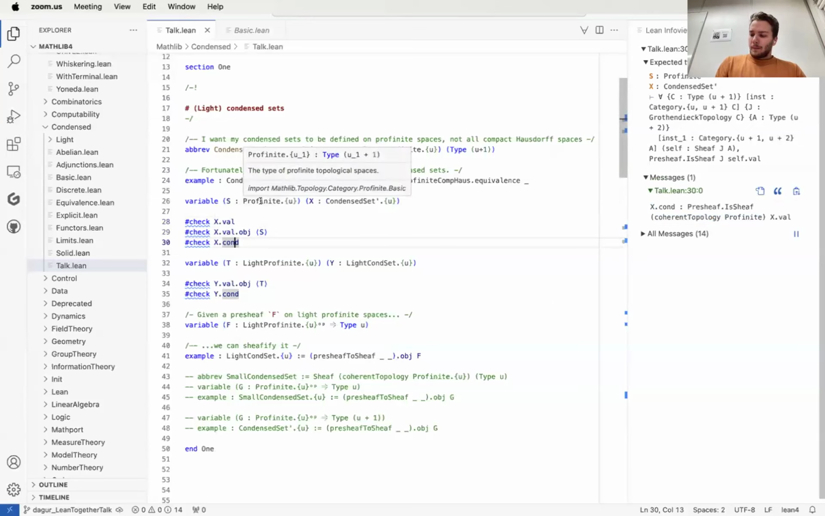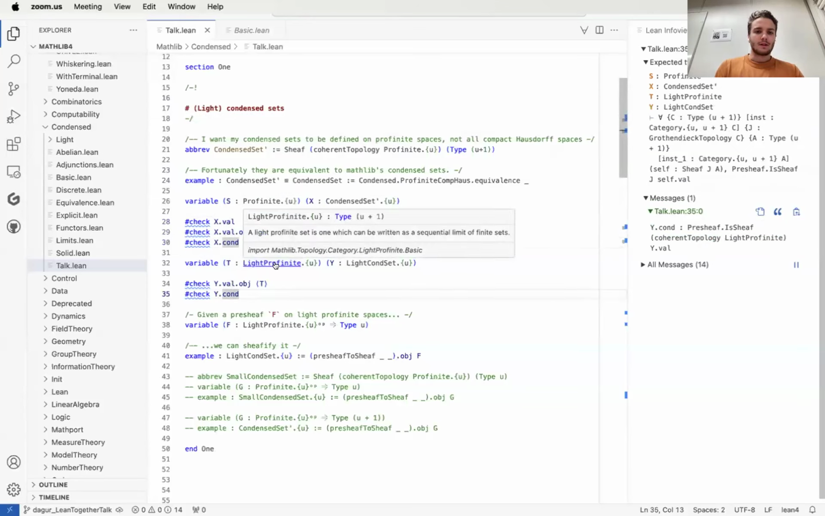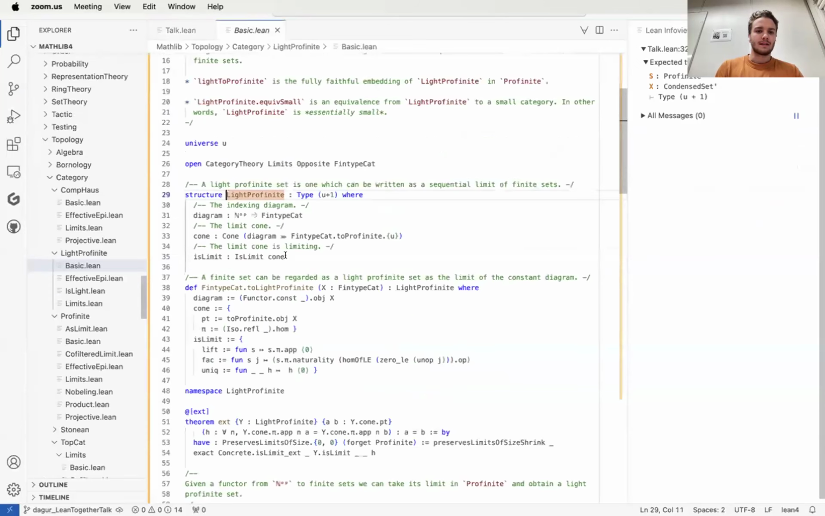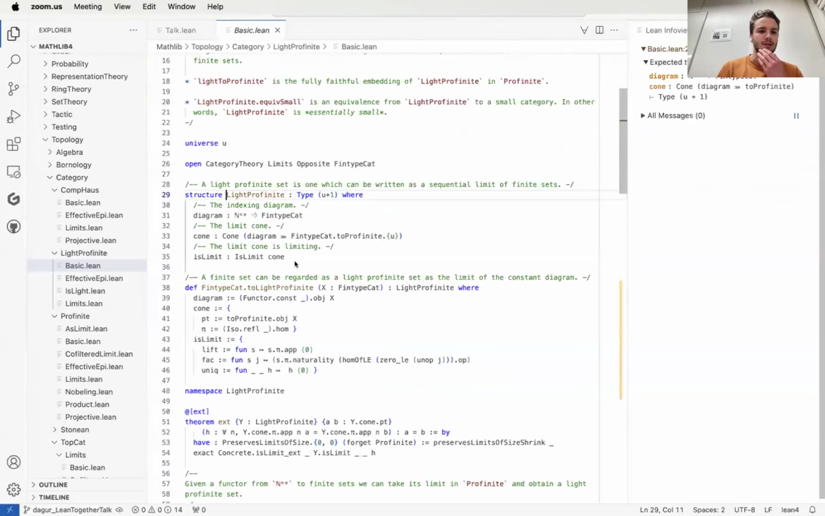Now, if we look at this light profinite, the basic definition is already in Mathlib. So I think Mathlib master only has this basic file, but I've PR'd a few more. So it's a structure, it's more structure than just a profinite set.